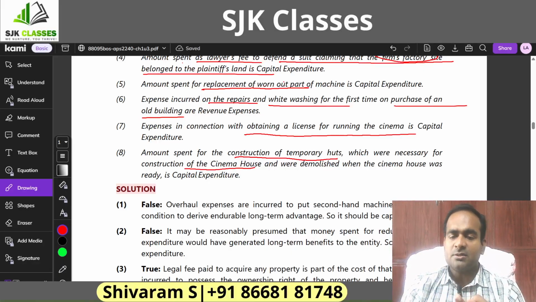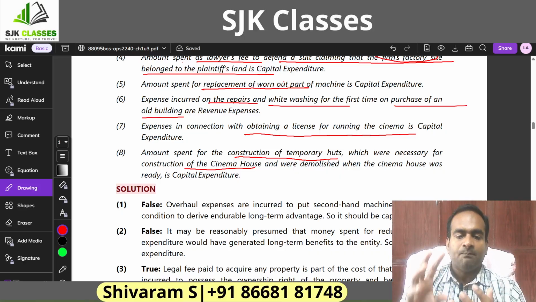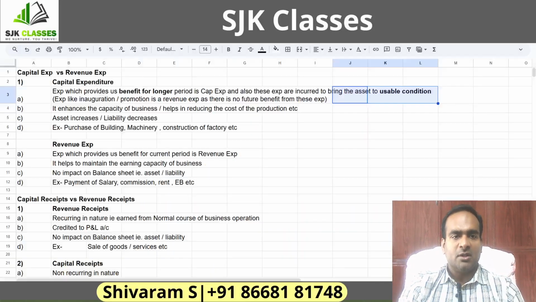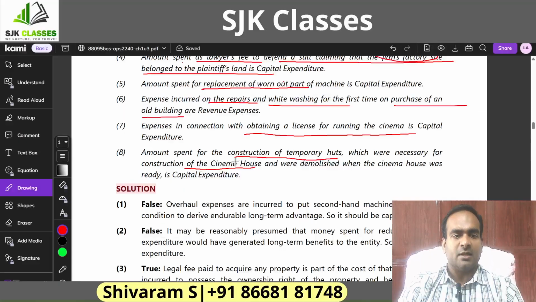And the second condition is bring the asset to usable condition. Without these huts, where will the people stay, where will the workers stay? The construction workers have to stay somewhere, they need some place. So without these huts, if they can't stay, how can they complete the building quickly? So this type of expenditure will be called a capital expenditure. So I think with this kind of examples, this should be clear. Now we'll go for a few more examples.